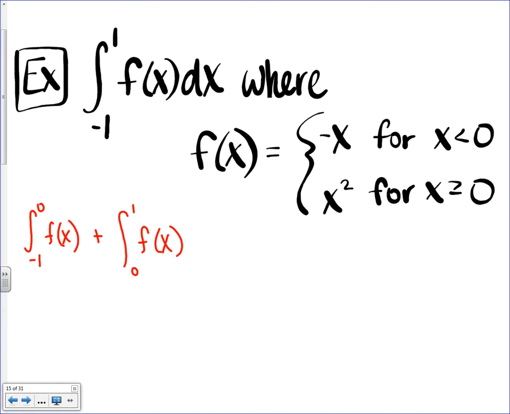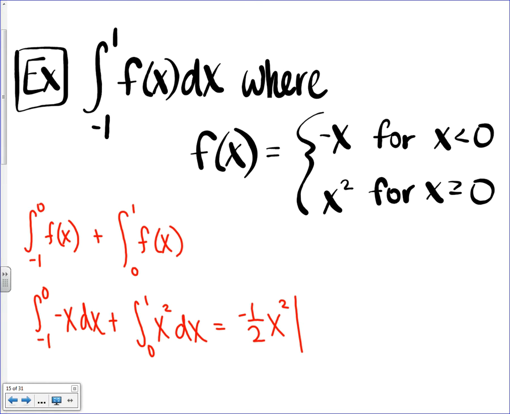Okay, so when I do my antiderivative here, I'm just going to put the pieces in from -1 to 0. That is when x is less than 0. So that's what the first piece will look like. From 0 to 1 is when x is greater than 0. So that will be what my second piece will look like. So if I go ahead and do these antiderivatives, it would look like that.